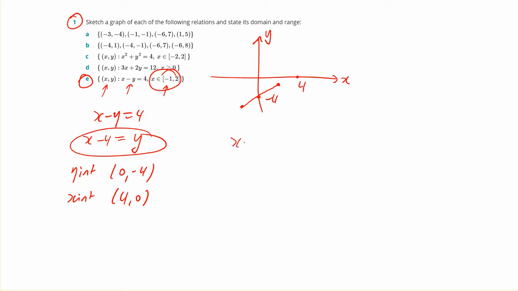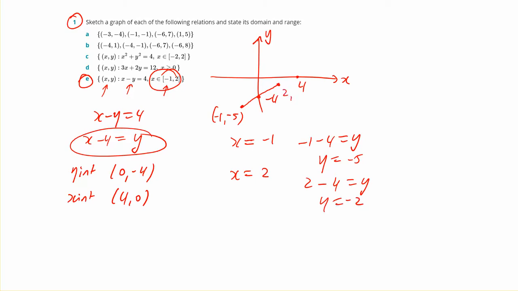When x equals -1, we'll find out what y equals. We just sub that in. I can sub into the original equation, or I can sub into this one. So when x equals -1, -1 minus 4 equals y, so y equals -5. So this would be (-1, -5). When x equals 2, sub it in: 2 minus 4 equals y, so y equals -2. So (2, -2). We've got our two coordinates.